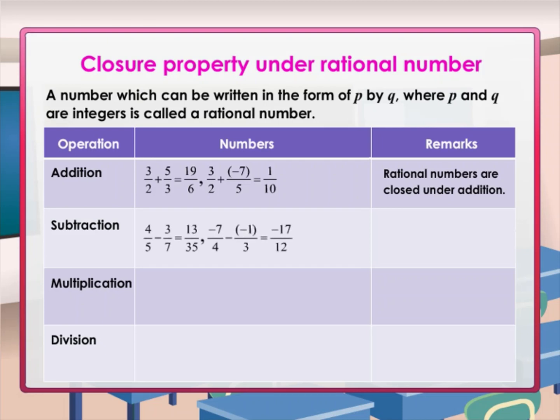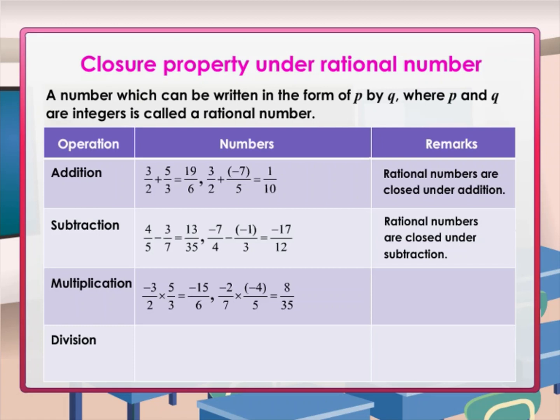When we subtract two positive rational numbers, say 4 by 5 minus 3 by 7, we get the rational number 13 by 35. In the same way, if we subtract two negative rational numbers, say minus 7 by 4 minus 1 by 3, we get minus 17 by 12. Minus 17 by 12 is also a rational number. Therefore, rational numbers are closed under subtraction.